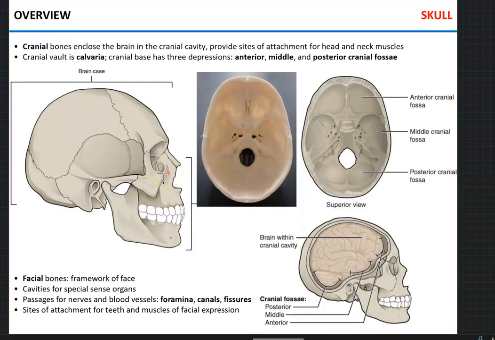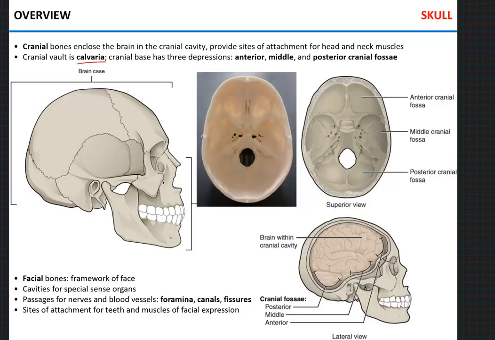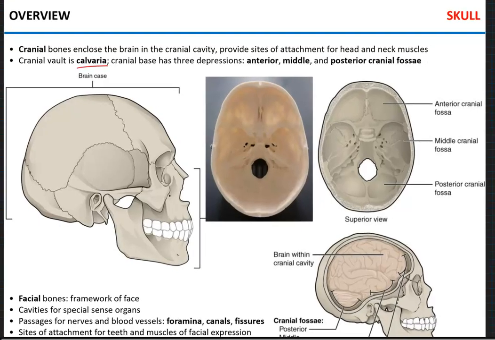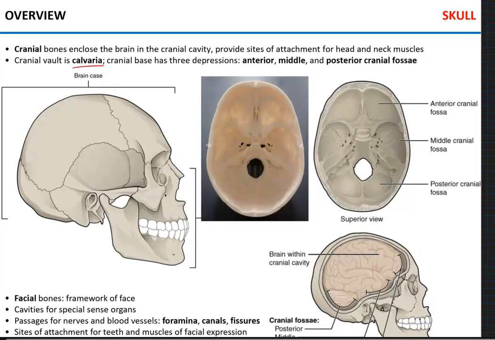So the vault of the cranium, the vault of the brain, is called calvaria. Calvaria consists of cranial bones that enclose the brain into that cavity. And if you will look into the base of the calvaria, there are 3 depressions: anterior cranial fossa, middle cranial fossa, so that's anterior, and posterior cranial fossa.